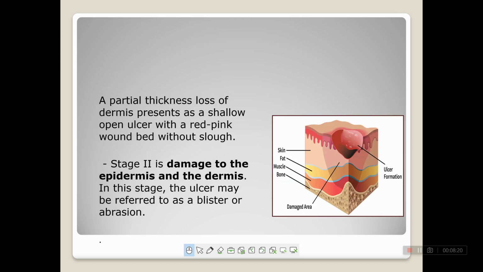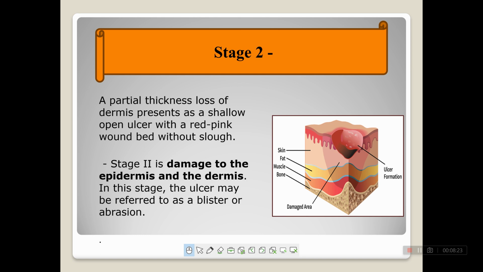And the second stage is, in the second stage it involves the epidermis layer and the dermis layer, and an ulcer may be formed. Blisters or abrasions also occur in stage 2 patients. In case of stage 2, the bed sore should be cleaned with saline water, and the cleaning process will help to remove the dead or damaged tissues, which is called debridement. And in some cases the doctor will recommend a surgical debridement.